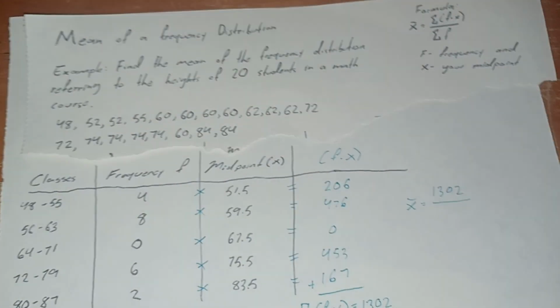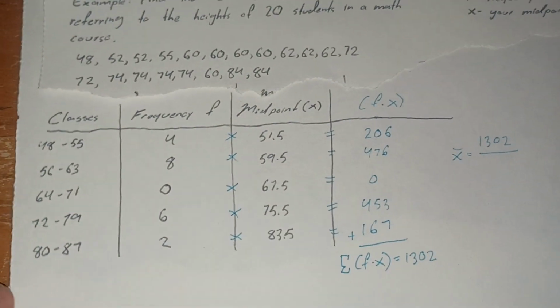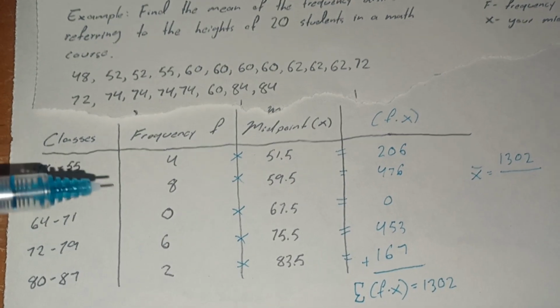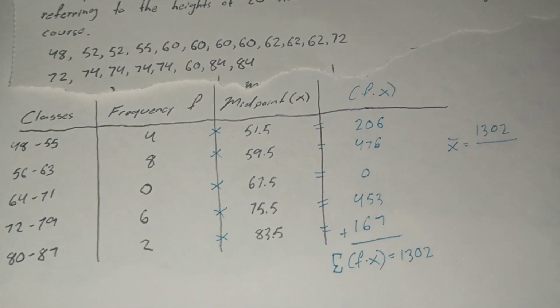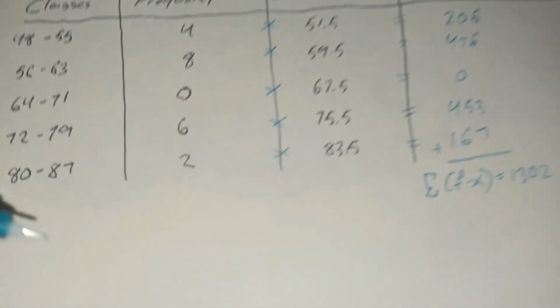So what does it want us to do now? We go to our f column, because that's what it's asking for. Go to your f column, which is the frequency, and just add all of these together again, because it's the sum of f.